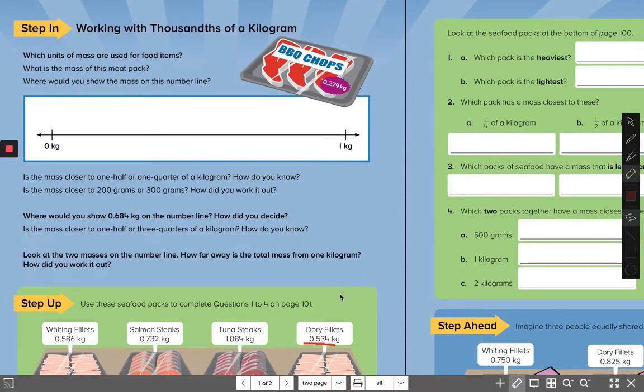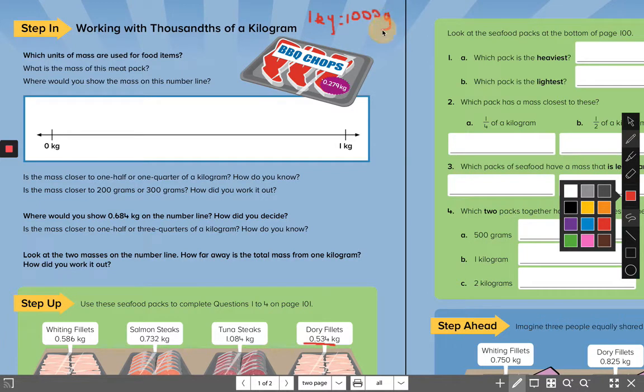To be successful in today's lesson, we just need to remind ourselves again that 1 kilogram is 1000 grams. 1000 will have 3 zeros. And another important revision we need to remember is our place value of decimals: tens, hundreds, tenths, hundredths, thousandths.